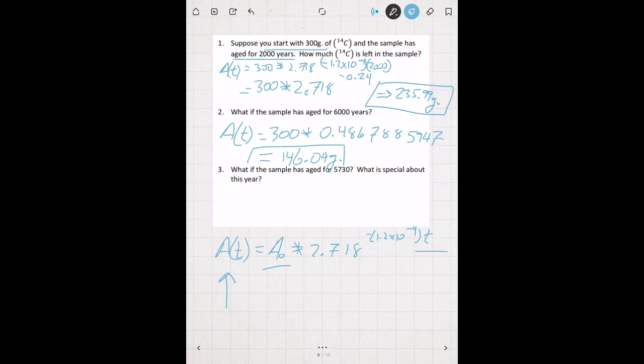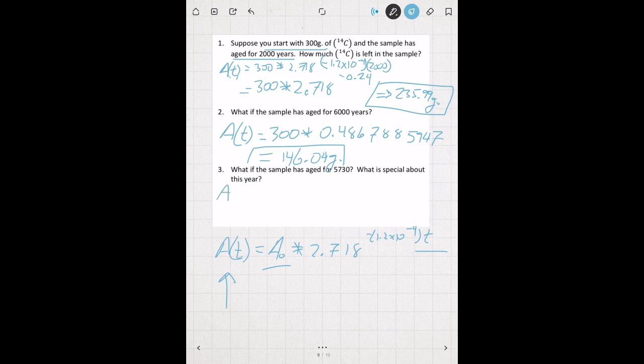Again, what's important here is knowing what information you're given. We've been given the A of 0, we've been given the A of t, and we're able to figure out what's left over. Now let's go ahead and take a look at the next problem. Let's say the sample has aged for 5,730 years. That seems like a very specific number. Let's figure out what we get for this, how much radiocarbon is left over, and let's try to see if we can identify what's so special about this year.